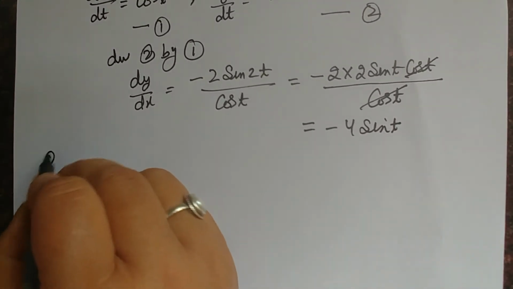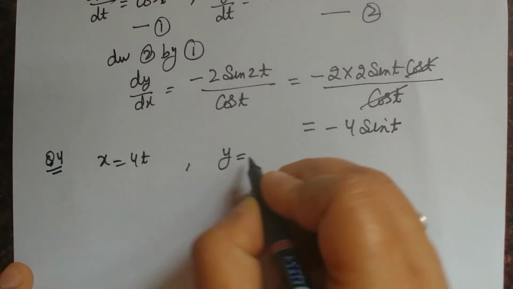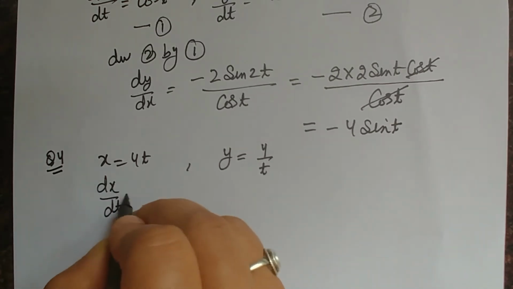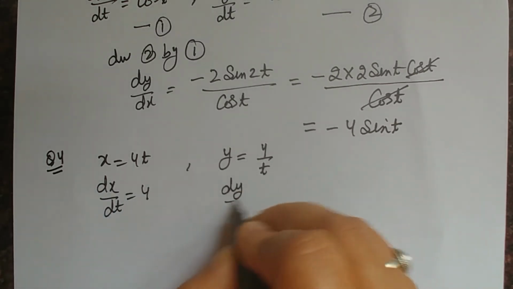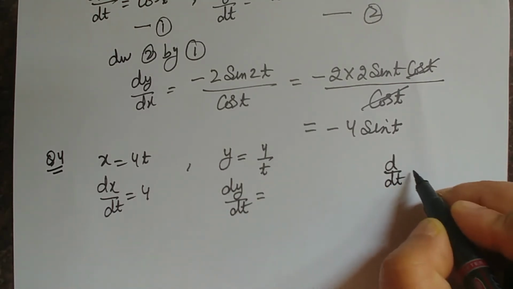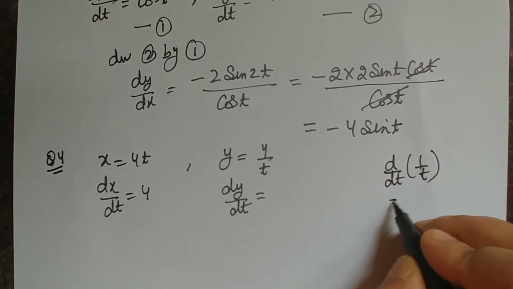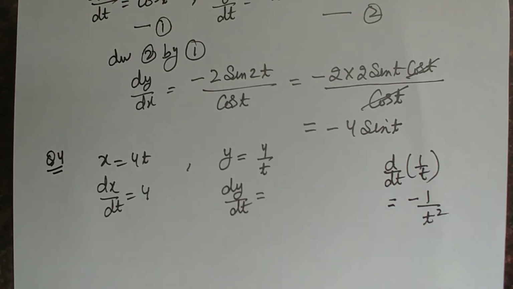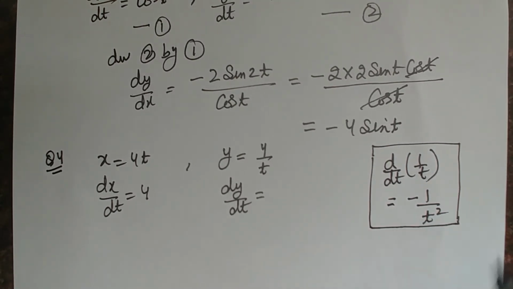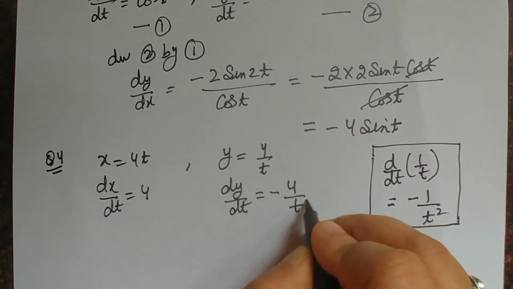Again, question number 4. Question number 4 is x is equal to 4t and y is equal to 4 upon t. Again, it is very simple. So dx upon dt is 4 and dy upon dt, now see, you know what is the derivative of 1 upon t or 1 upon x. You know it is t raised to power minus 1. So I told you that it is minus 1 upon t square. Okay, so you should remember this because it is required here. So it will be minus 4 by t square.